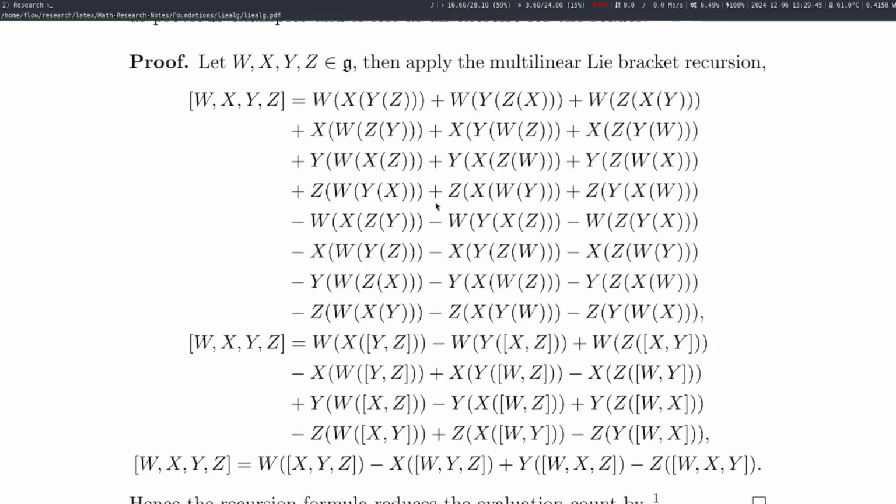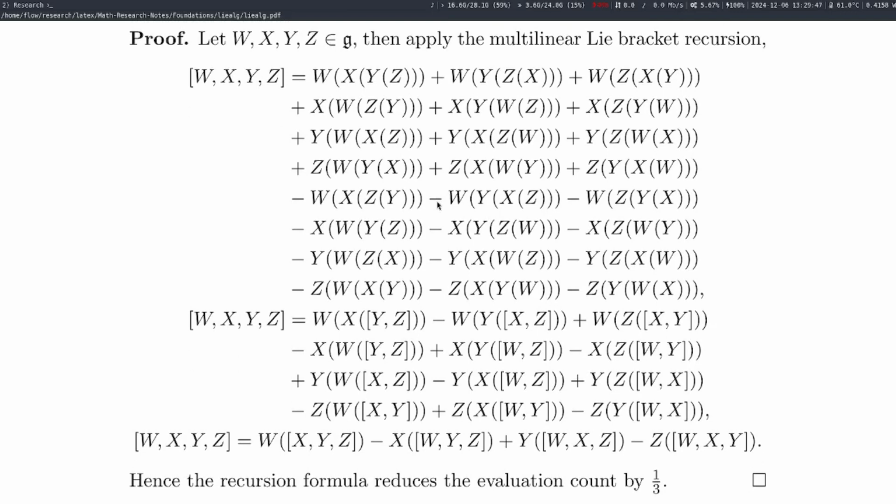Now we're going to actually prove the Lie bracket recursion formula for this 4 bracket. If we apply the definition for the bracket of w, x, y, z, we basically have all these permutations of w, x, y, and z. So we have w applied to x of y of z, and w applied to y of z of x, and w applied to z of x of y, and so forth.